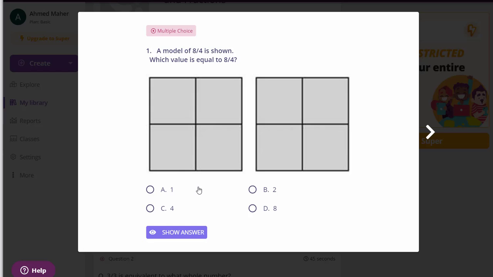Ahmed Al Hassan. Mister, I finished. I'm hiding. Okay, Ahmed. Go ahead. A model of 8/4 is shown. Yes, the whole 2. Excellent. Thank you, my hero. Okay, let's move to the next one.